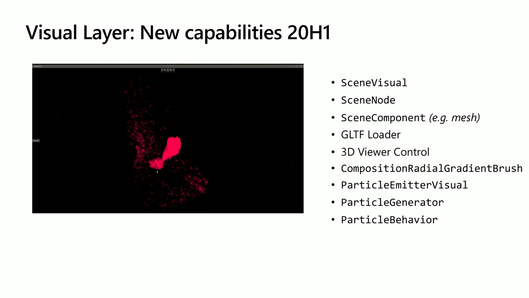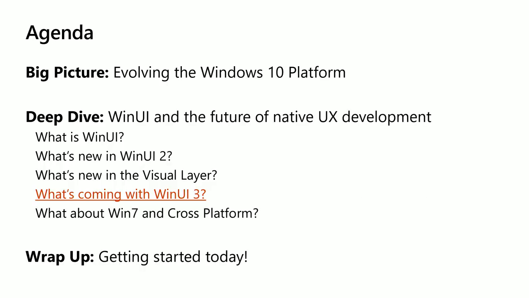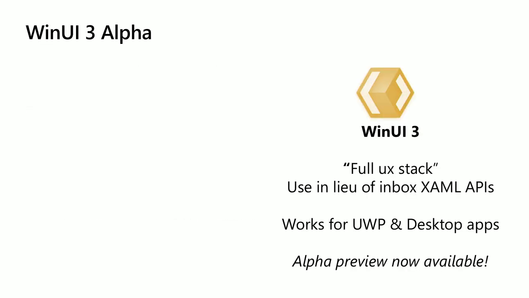Paul, how do you think this stuff's going to manifest itself in WinUI 3? That's a great question, James. Loaded question. What's coming in WinUI 3 is all that goodness that we showed you about what WinUI 2 is giving you, the goodness that the visual layer is giving you, and all the features in the UI layer available to you in this more agile way, independent of the OS, and working for UWP and desktop apps.